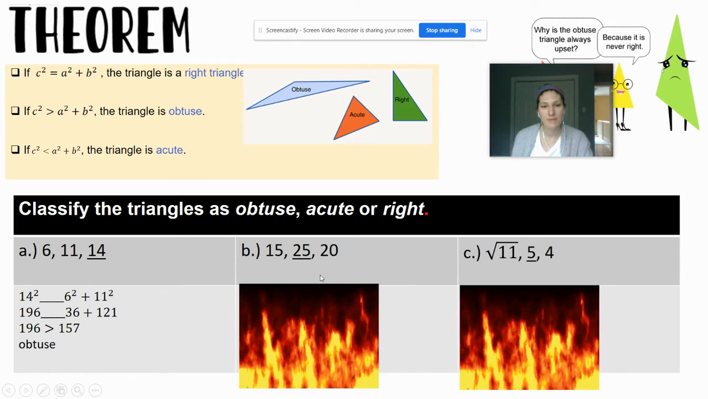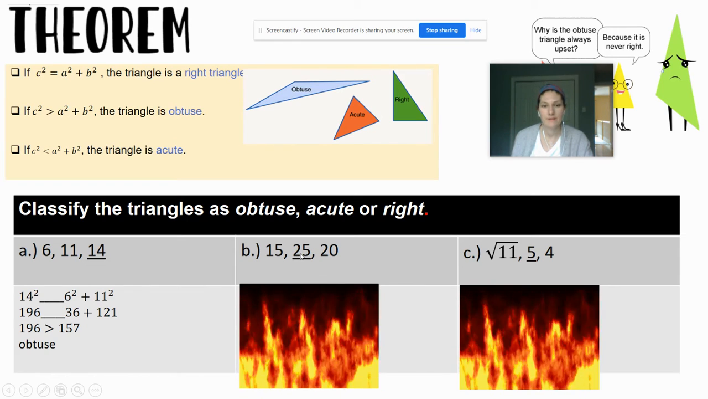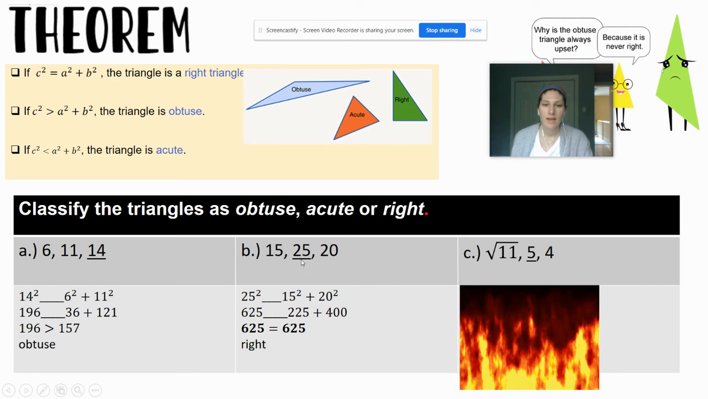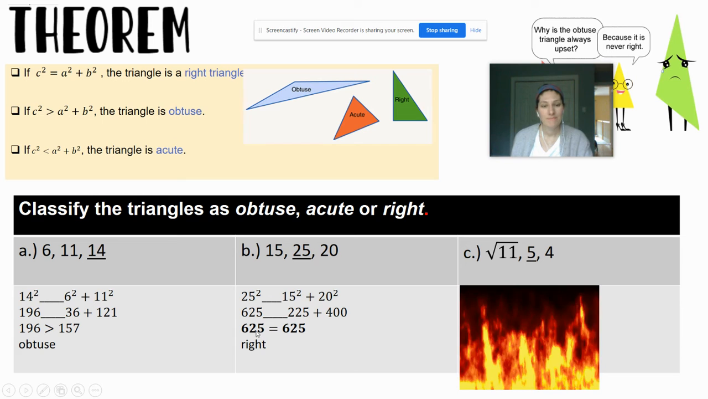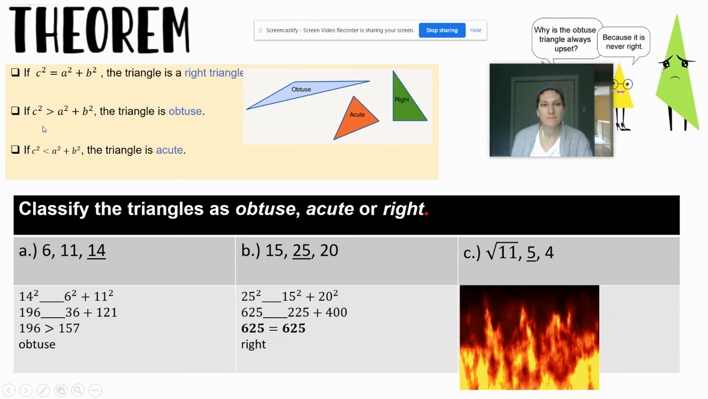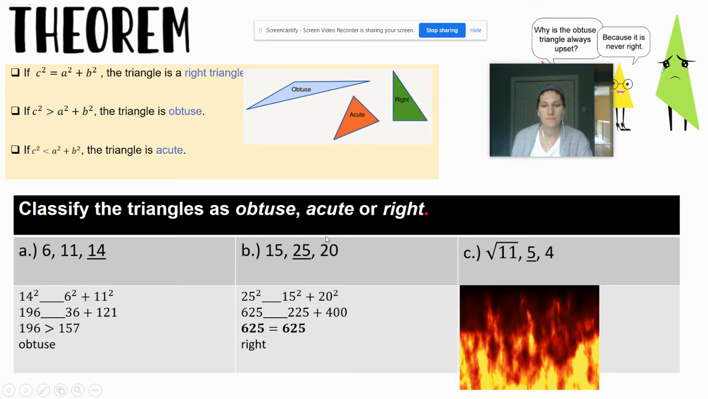On part B, the biggest number is 25. So I take 25, I square it, and then I take the other 2 numbers, I square each of them and add them together. And now c squared is equal to a squared plus b squared. So that means it is a right triangle.